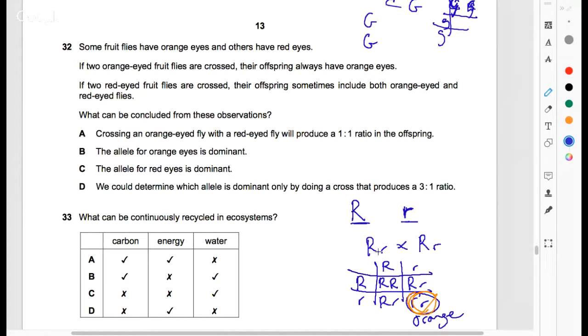This tells us that if we only sometimes get both orange-eyed and red-eyed flies, then if one of these was homozygous dominant, we would get no orange flies, because all of the offspring would be heterozygous and they would have red eyes. So this tells us that the allele for red eyes must be dominant, and some of the red-eyed stock must also be heterozygous. So C is the correct answer.